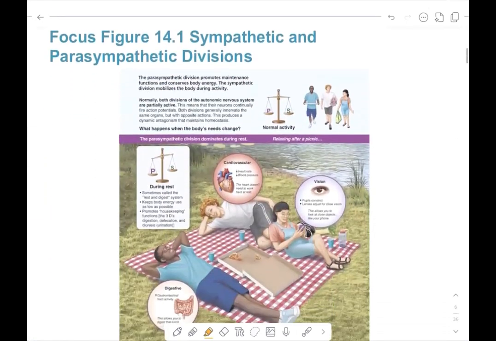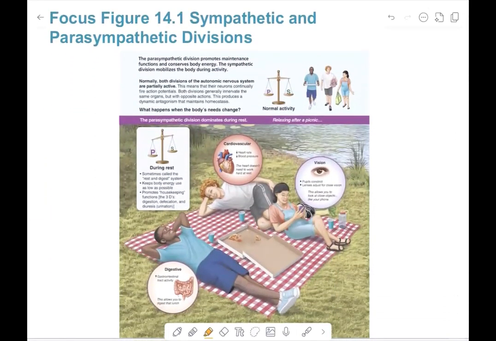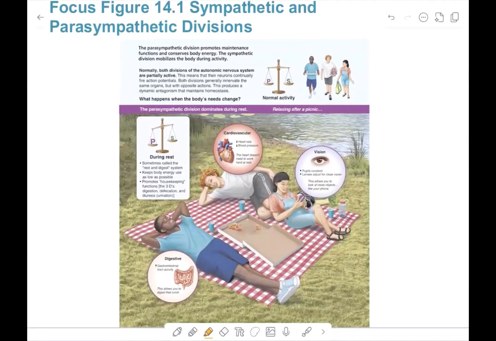So our next slide is going to be a focus figure from your textbook, which does a really nice job of showing the difference between the sympathetic and parasympathetic. In this case, the parasympathetic division is going to promote maintenance functions, and it conserves body energy. The sympathetic we're going to see on the next slide. So this person, they're in normal activity. We have a person that is bringing a pizza here. We have somebody that's bringing a blanket and then a bag. So they're going to have a picnic.